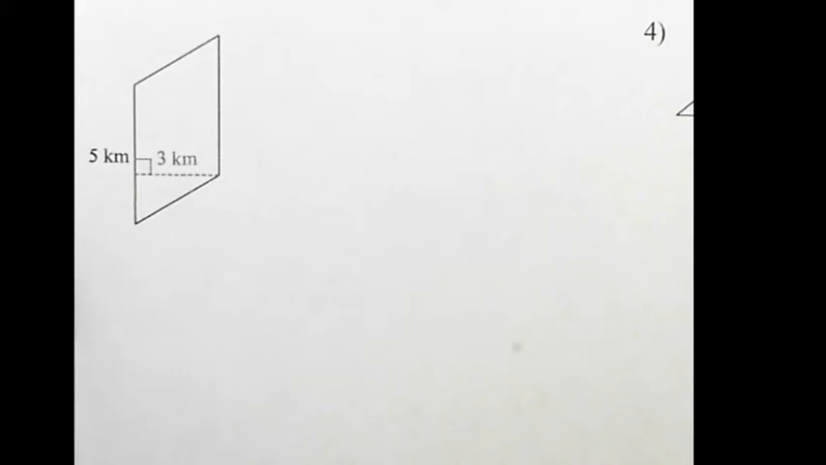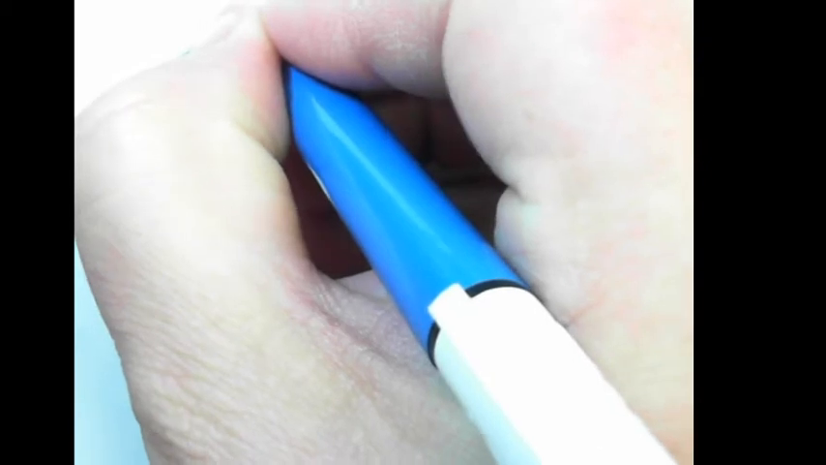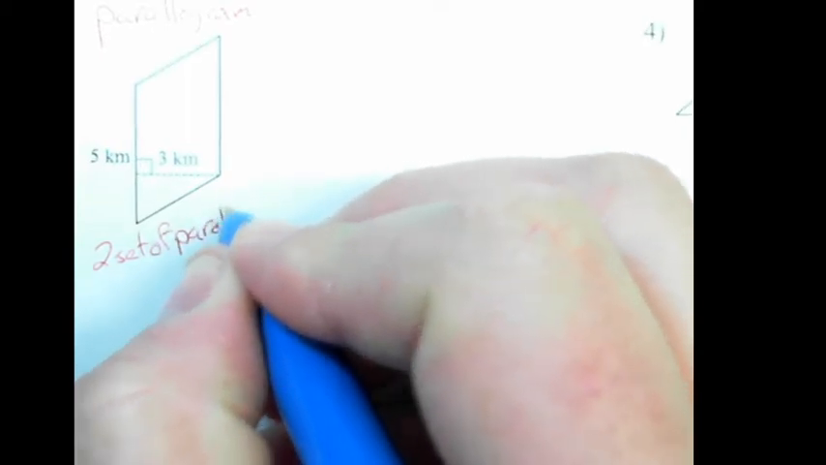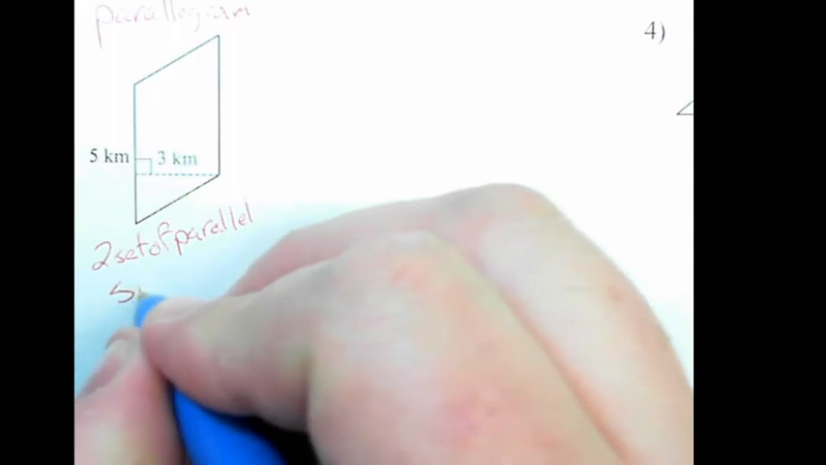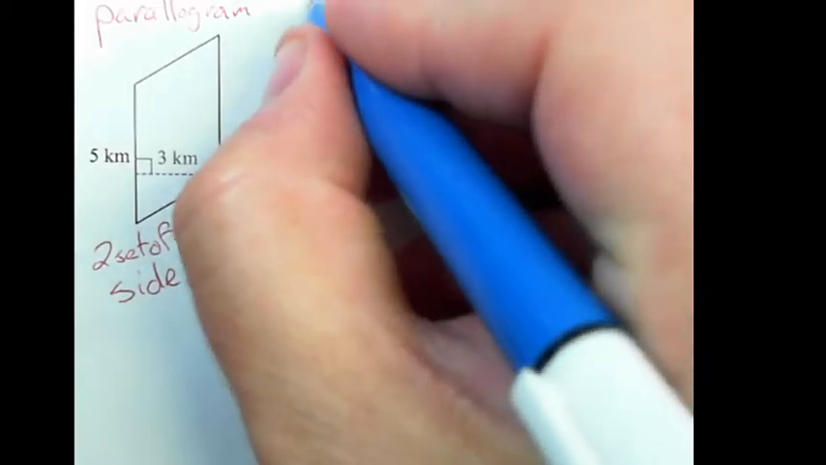Okay, so now we're given a parallelogram. So this is a parallelogram because it has two sets of parallel sides. And so the area of a parallelogram's pretty easy, actually. You're going to take the area is equal to the base times the altitude height.